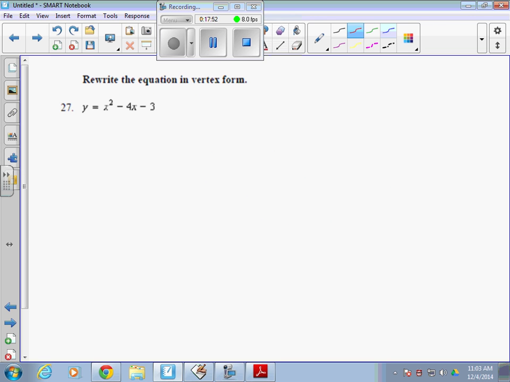27 says rewrite it in vertex form. Almost the same problem as 26, except it'll be a little bit less to do at the end. This is not a perfect C value, so you want to move it over. So when you add 3 to cancel out minus 3, you're left with y plus 3 on the left equals x squared minus 4x plus c. We need to find c again.